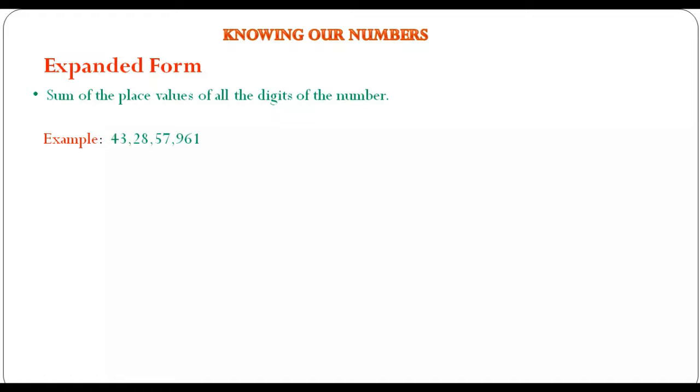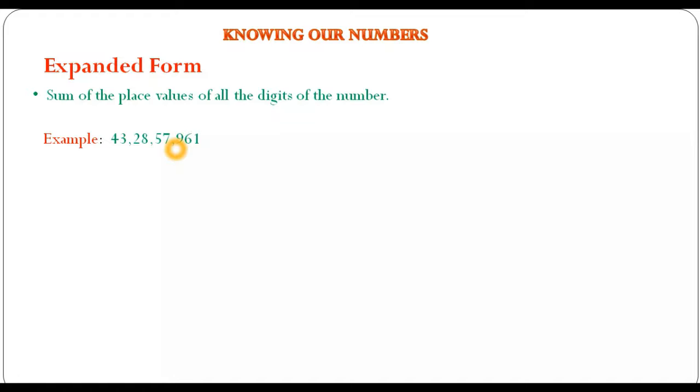Suppose I'm having a number 432857961. If you look at the commas, you will get to know that this number is represented in the form of an Indian place value, right? Because in Indian place value we have the first comma after three digits, then a comma after every two digits. So this is an Indian place value number. Now let's expand this number.